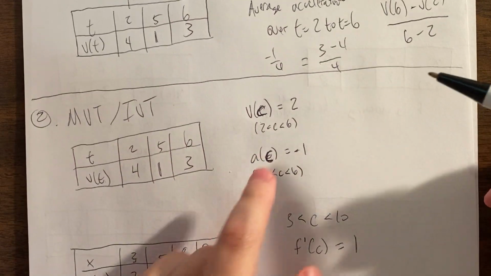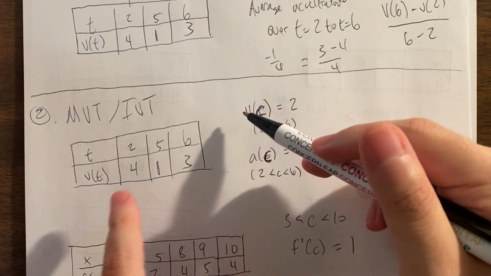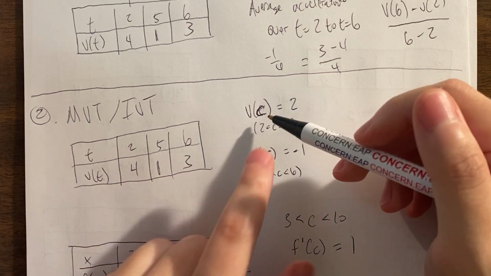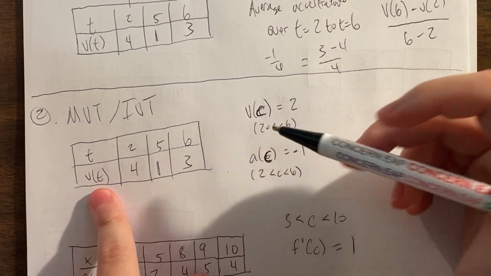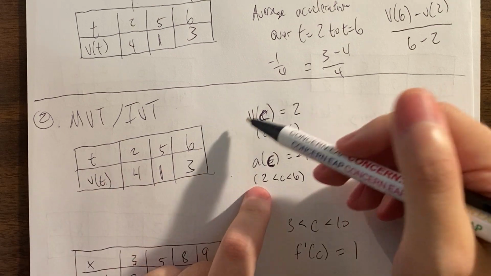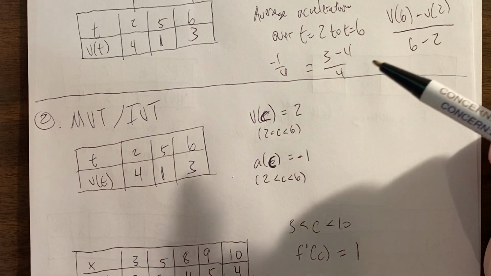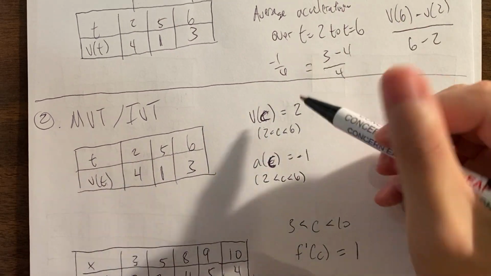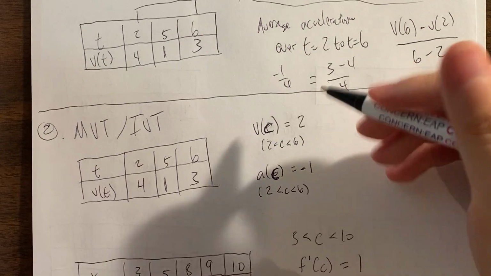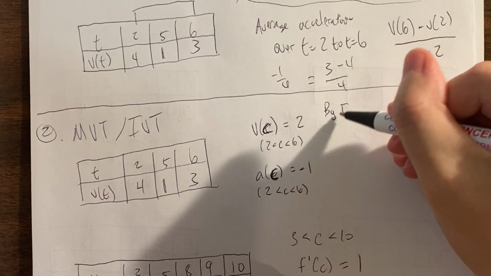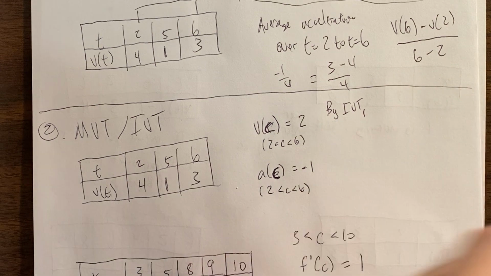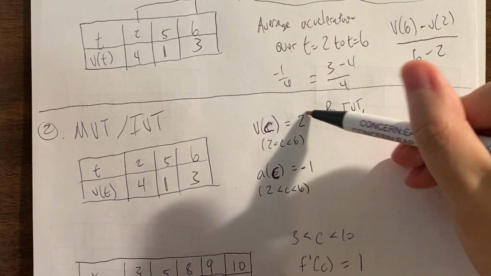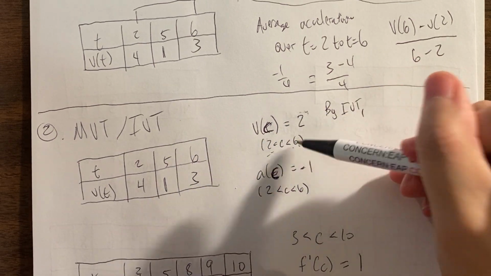So again, I would assume that this is IVT because the function's in the table. The given function and the function we want, the table function and the function in the question, are the same thing. So we're going to be doing IVT. What you do for IVT is very simple. You write by IVT, the intermediate value theorem, and you just say that this y value is in between the y values of the interval.